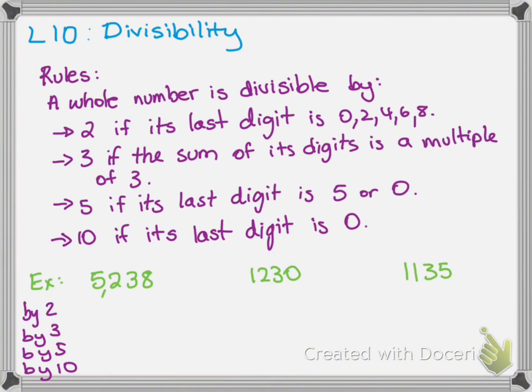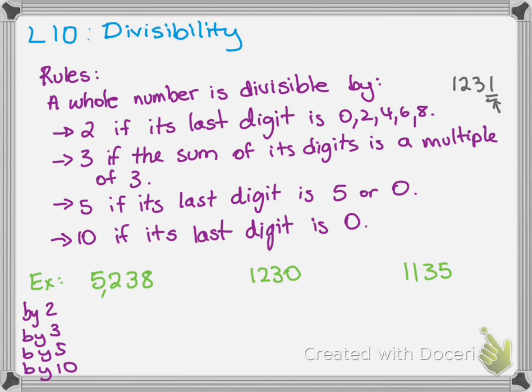A number is divisible by 2 if the last digit is 0, 2, 4, 6, or 8. So you just have to look at the last digit. Let's say we have this number. We look at the last digit. If it is 0, 2, 4, 6, 8, it's divisible by 2. If it's not, like in this case, then it's not divisible by 2.